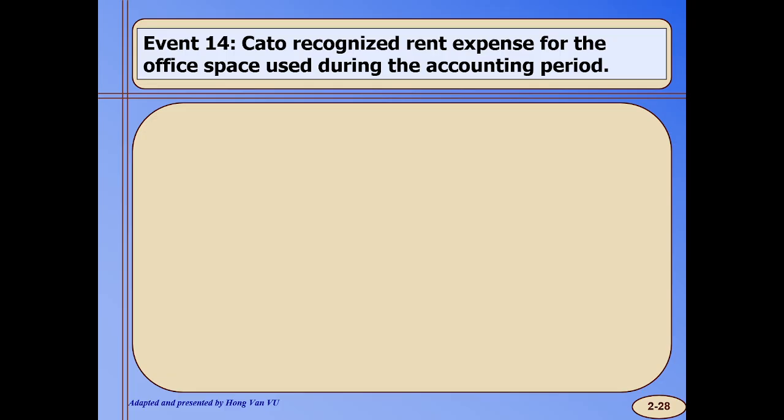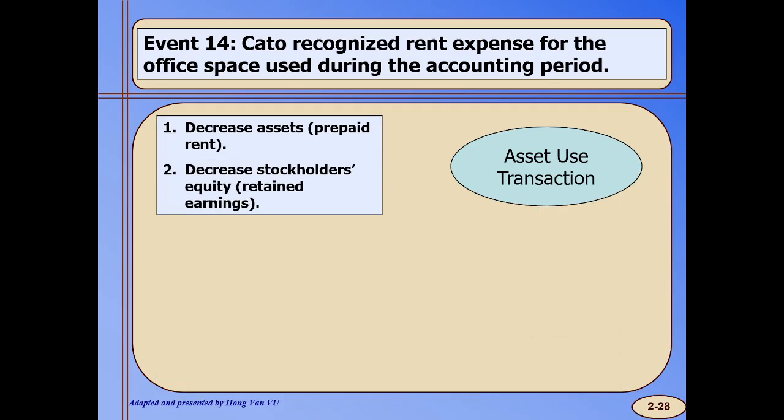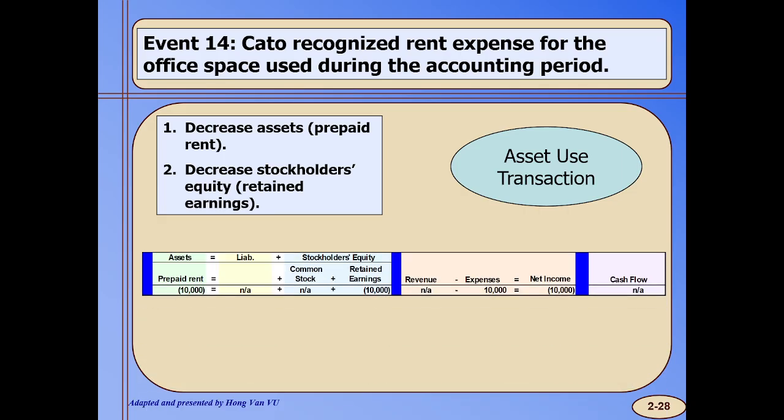So now we have transaction number 14. The company recognizes the rent expense for the office space used during the accounting period. Recall that Cato paid 12,000 in March of 2014 to rent office space for 1 year. See event number 2. Between March 1st and December 31st, the company has used 10 of the 12 months of rent. Therefore, the company has to recognize 10,000 of rent expense and reduce the prepaid rent by 10,000. It is classified as an asset use transaction.